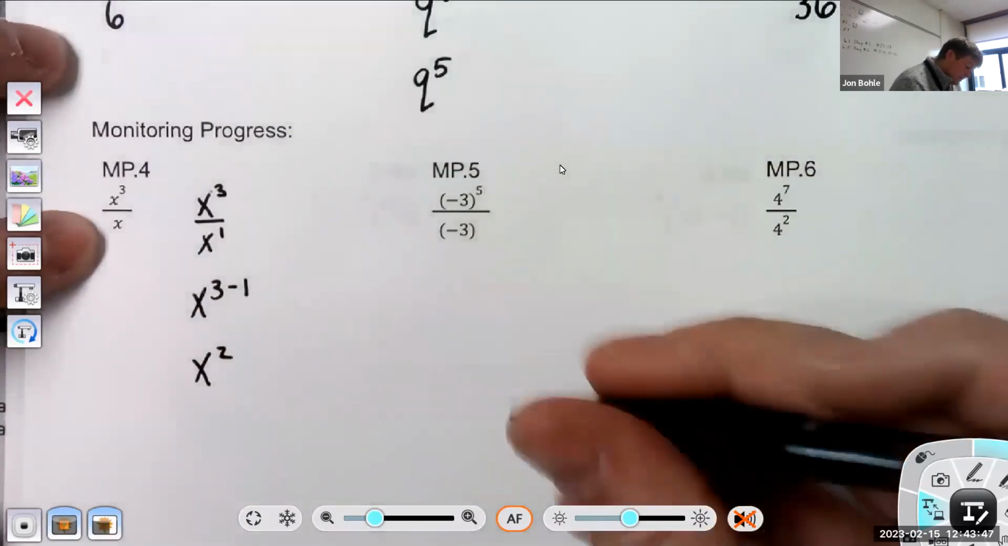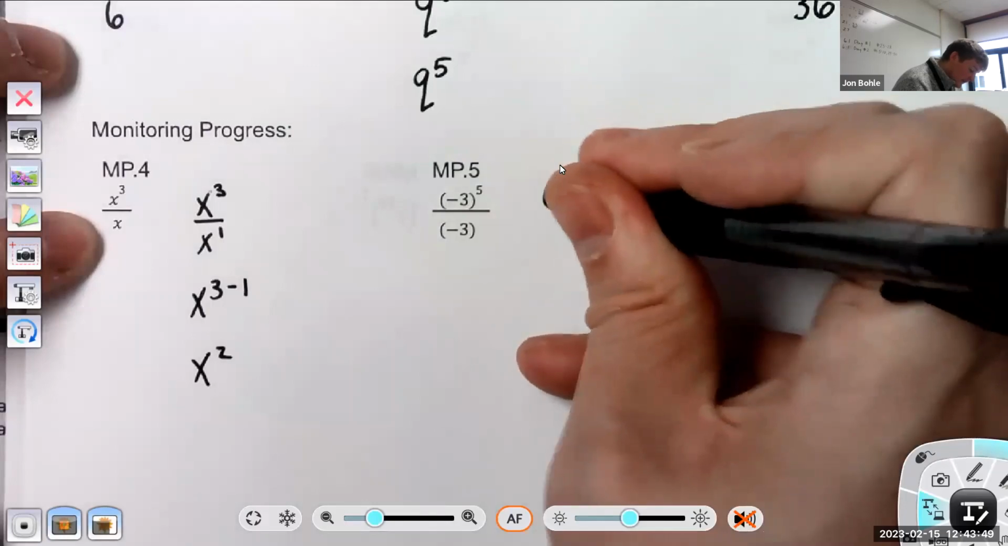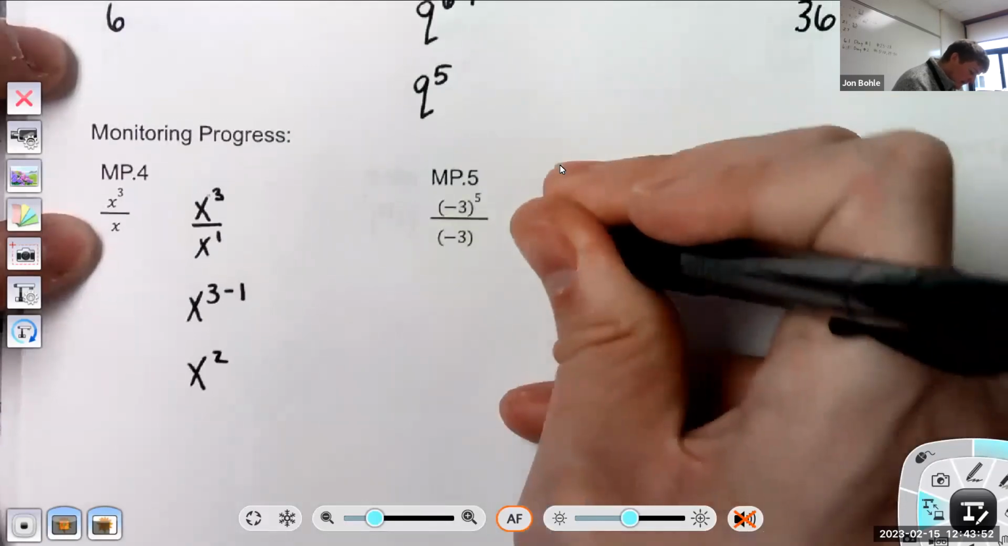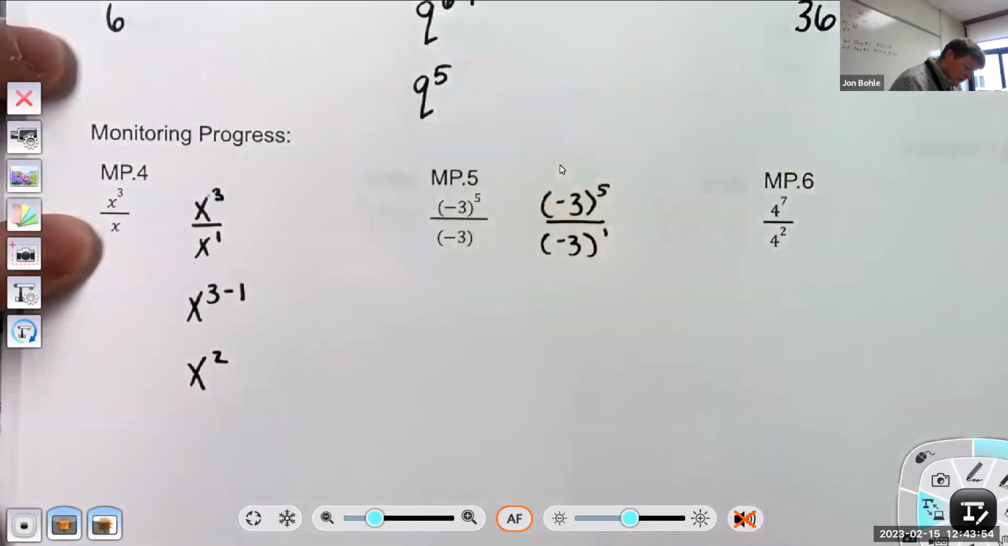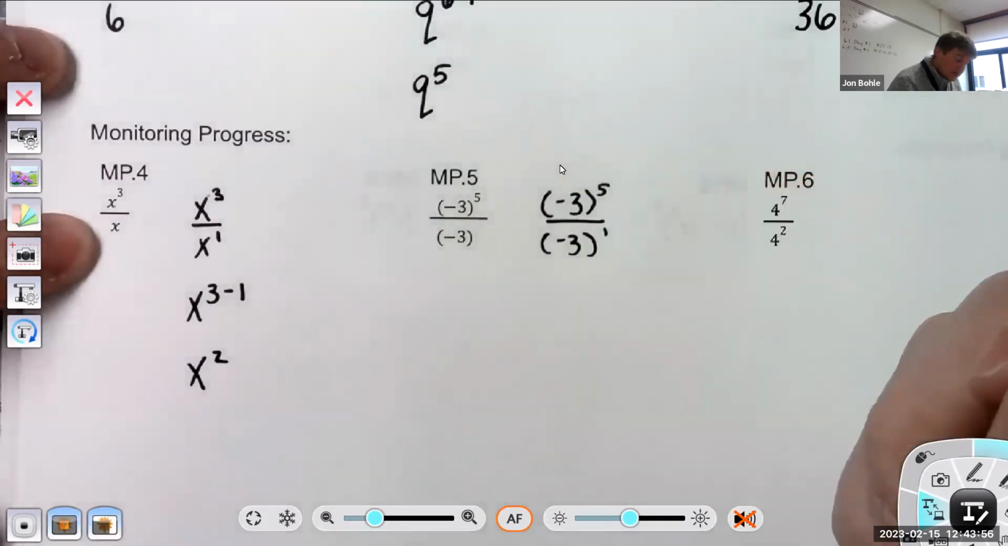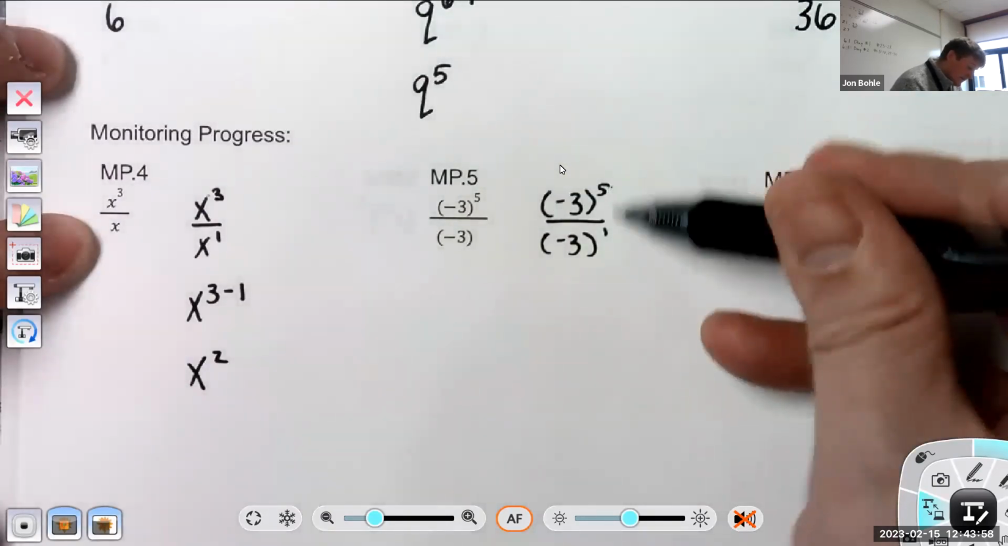Here, I also have a bottom exponent of 1. So this is -3 to the 5th divided by -3 to the first. I'm dividing, so my exponents need to be subtracted, top minus bottom.